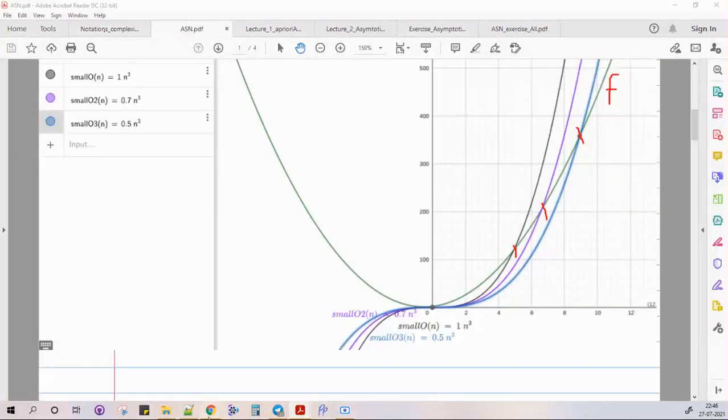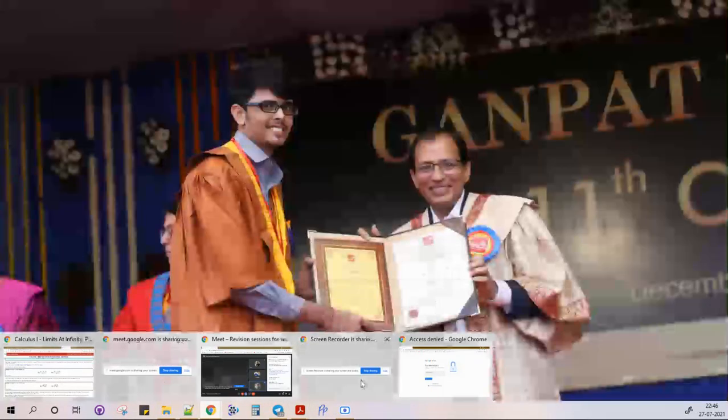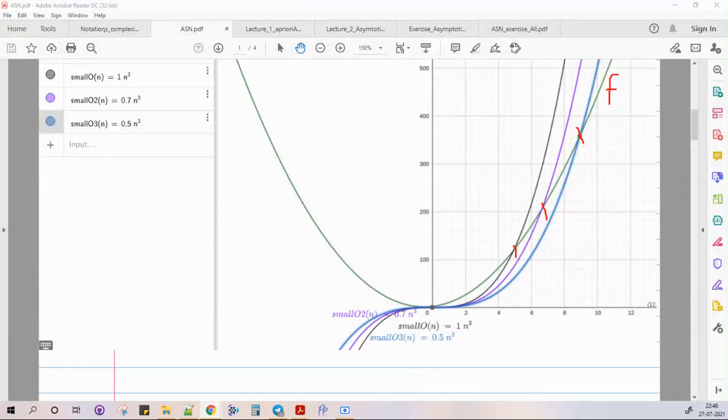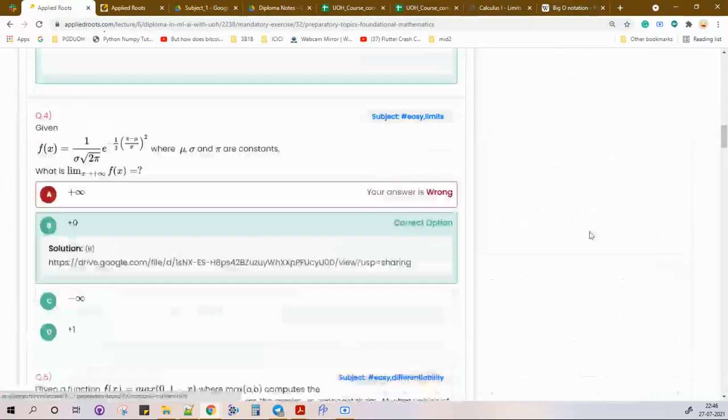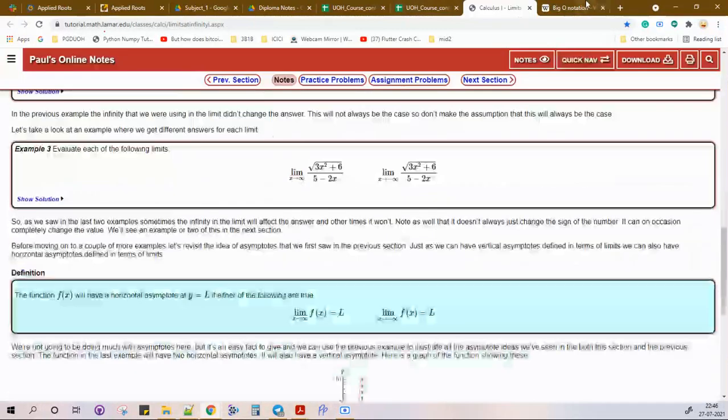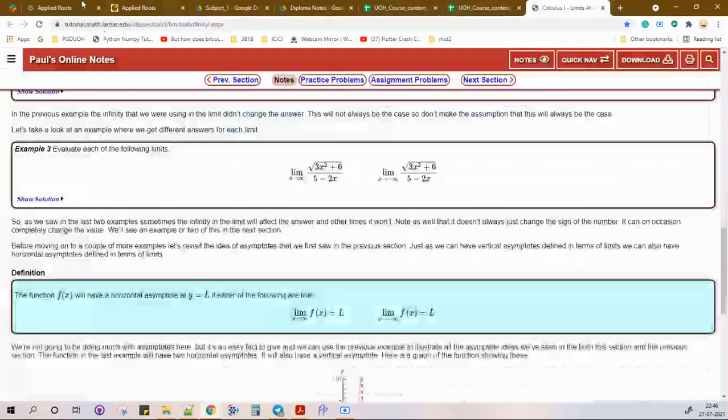Let's take a 2 minute break, guys. Then we will jump on to the exercise 10.10. Meanwhile, do you have any doubt regarding these notations? Then we can take it up.